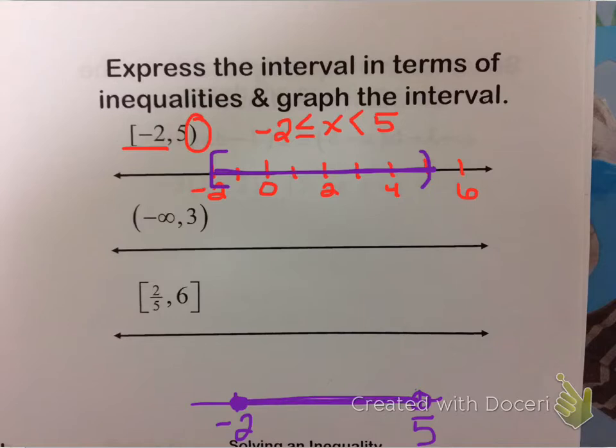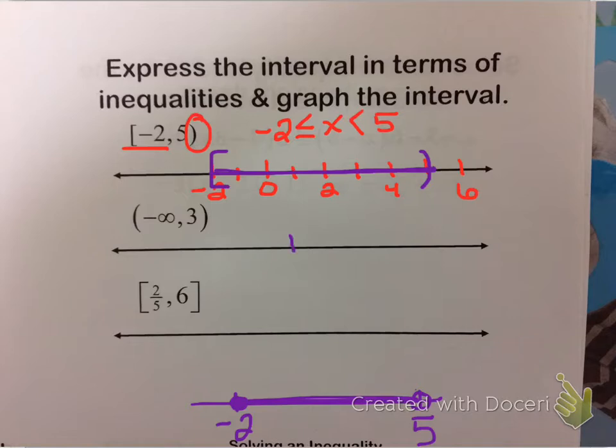Either way is correct. So it doesn't matter to me which notation you use or which way you write that. Okay? If you have a problem that goes all the way down to negative infinity or all the way up to positive infinity, then what you would do instead is shade off the end of the number line and draw an arrow that tells me that it keeps on going.